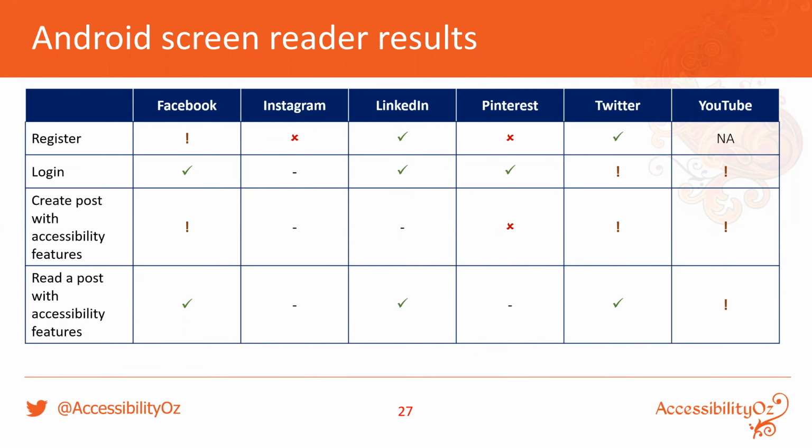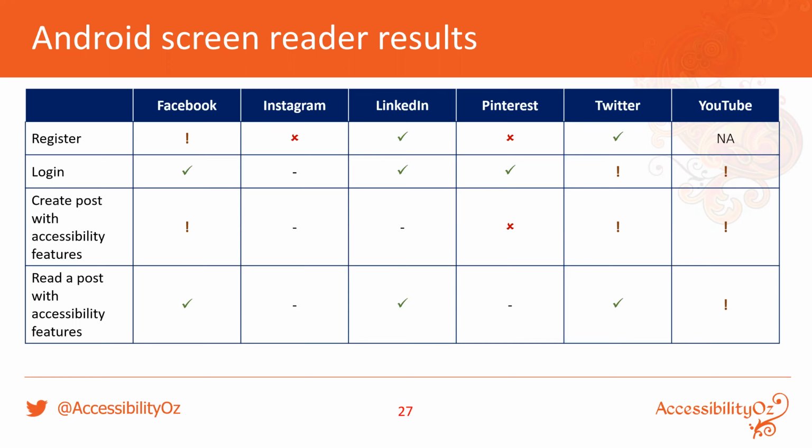And so we found that registering and creating a post on Facebook was very difficult. Logging in and reading a post with Facebook could be done. Instagram couldn't register and couldn't go any further. LinkedIn, the register, login and read a post could be done and easily, and creating a post was not applicable.